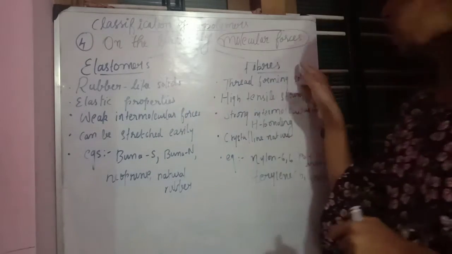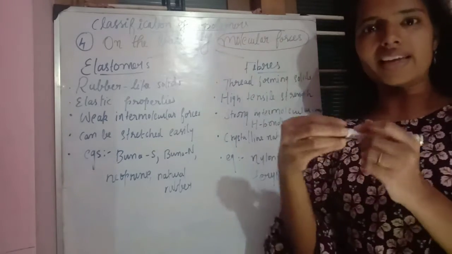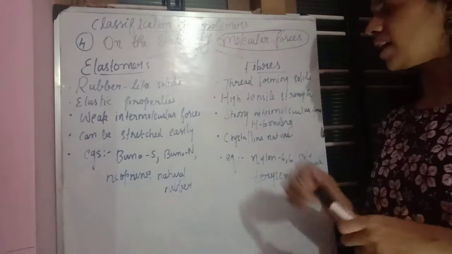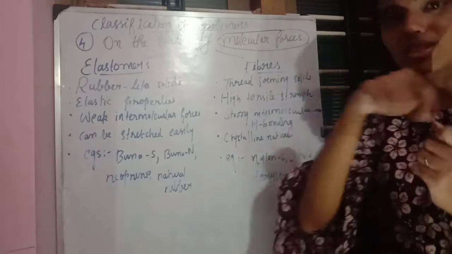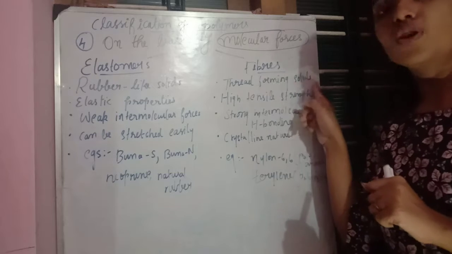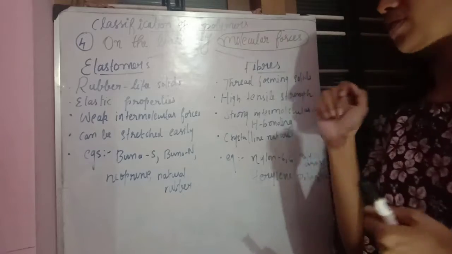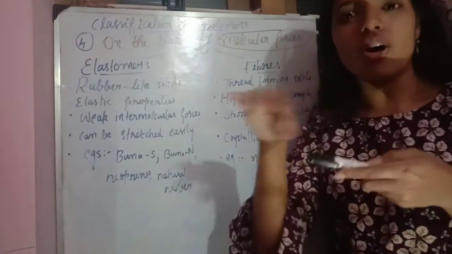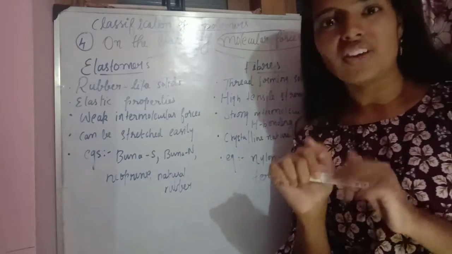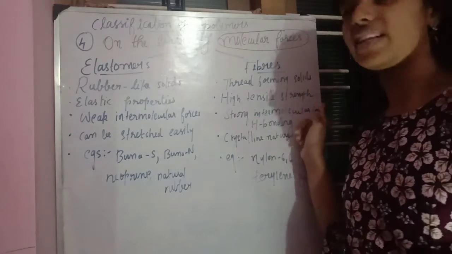Now, fibers are thread-forming solids. Elastomers are rubber-like solids which have elastic properties, but fibers are small thread-like structures. Fibers are thread-forming solids, and they have high tensile strength. That is the property of fibers. High tensile strength means they are strong, thread-like structures, so we cannot break them very easily. They are very tough.